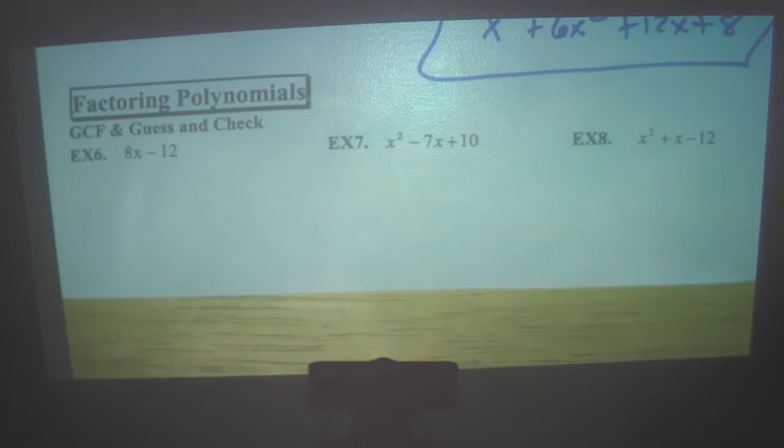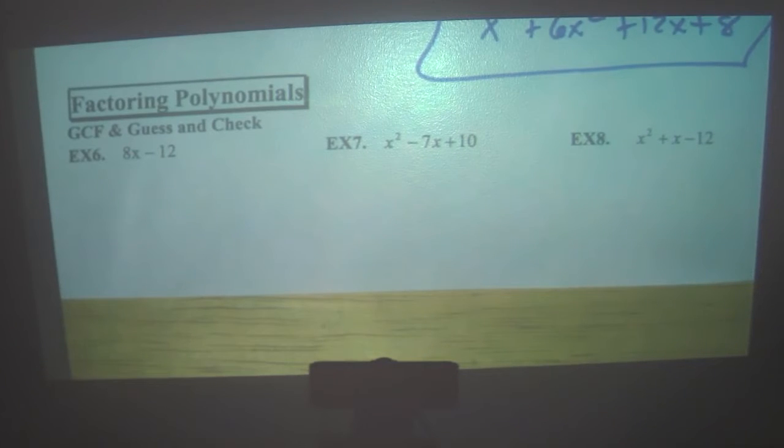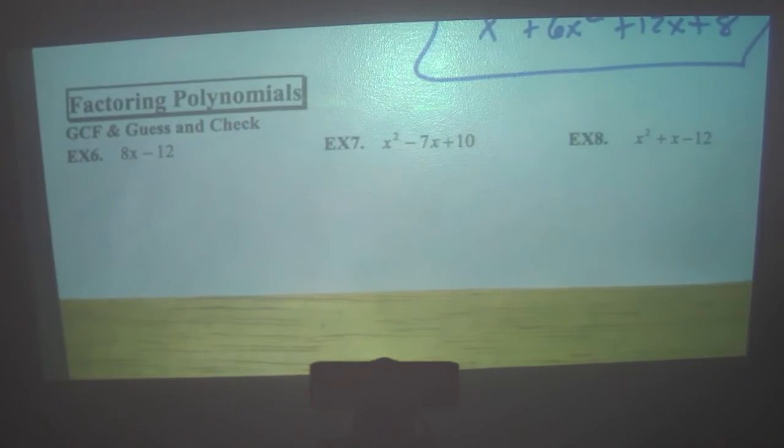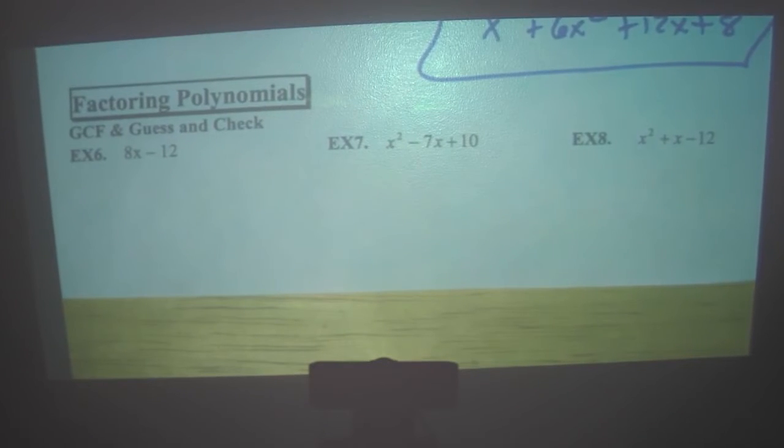So we'll just say the first rule of factoring is looking for a GCF, the greatest common factor. All right, so I take a look. I got 8x minus 12. What's the GCF? What do we think? Cynthia, Nick, Lauren, shout it out. What can we take out from 8x minus 12?